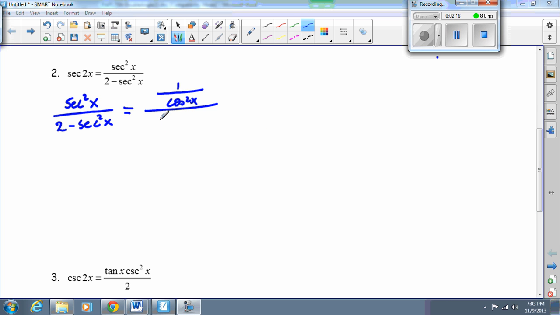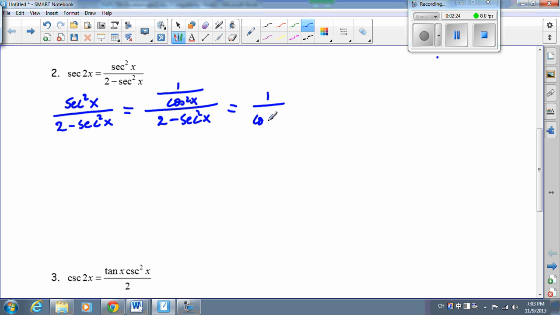And here I will keep my 2 minus secant squared of x. You should understand that this is the same thing as 1 over cosine squared of x, remember, this is squared, times 2 minus the secant squared of x. Now I will distribute the cosine on the bottom, and what I will get is 1 over cosine squared of x times 2 is 2 cosine squared of x, and cosine squared of x times secant squared of x is actually 1. And I have 2 cosine squared of x minus 1.